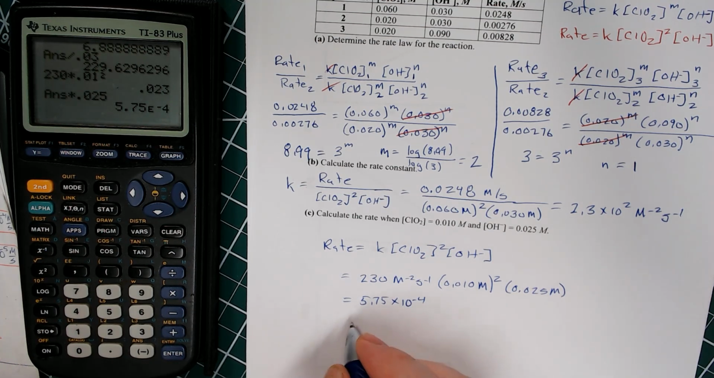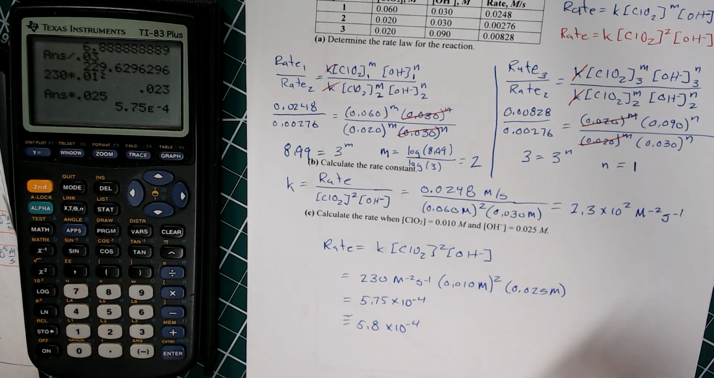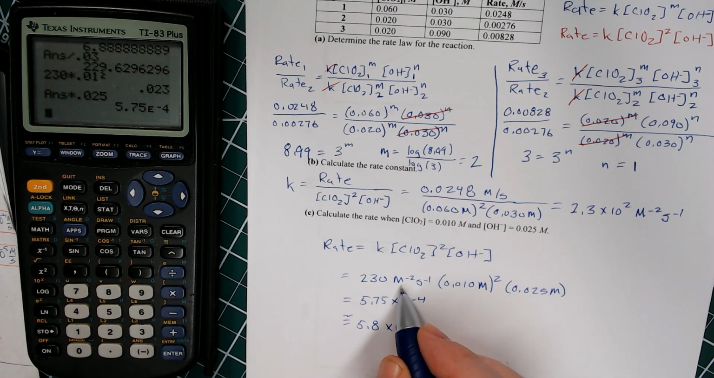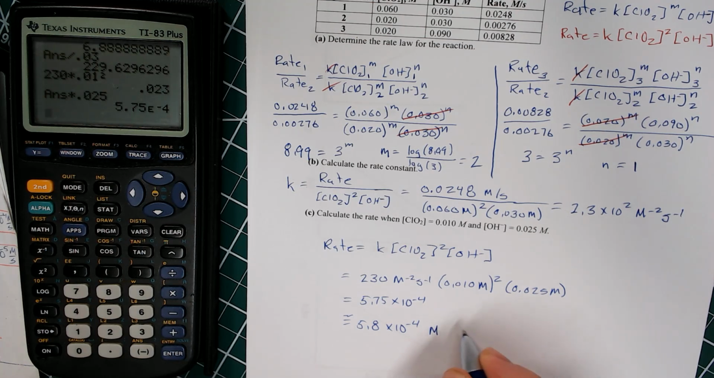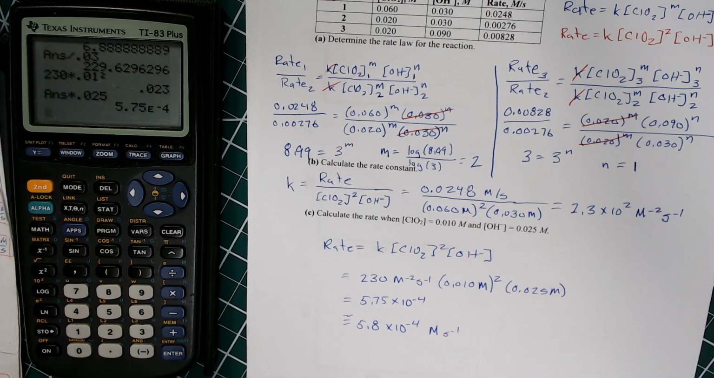However, we only have 2 sig figs here, so we're going to round that to 5.8 times 10 to the -4. As far as the units are concerned, we've got molar to the -2, molar squared, and molar, so that's going to give us molar, and then seconds to the -1. And that's always going to be our units for a rate.